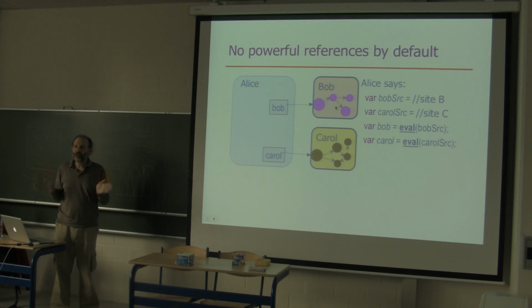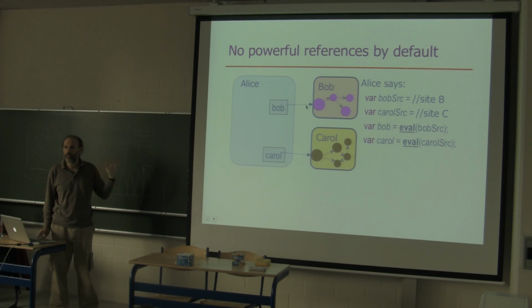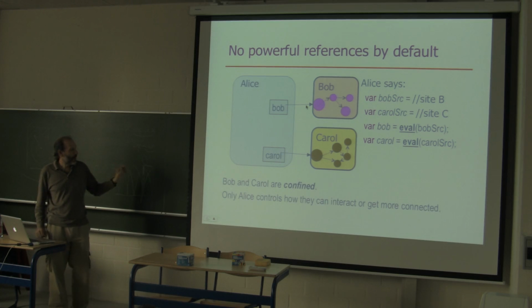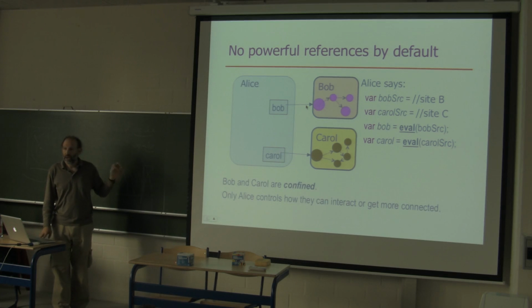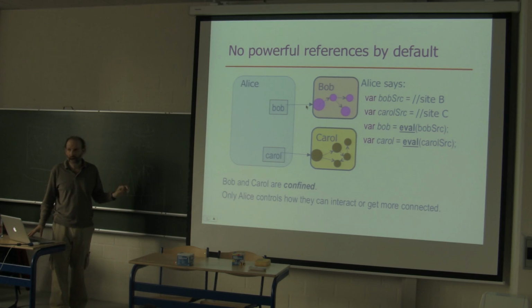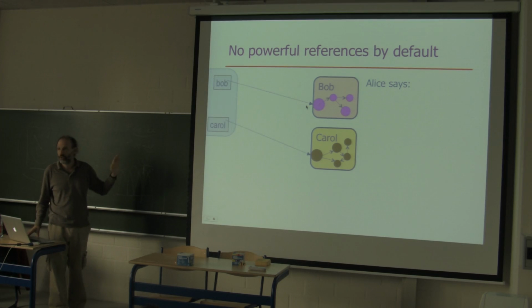Bob can cause zero effects on the world outside of himself at this moment. And likewise for Carol. In fact, the only connectivity that Bob has to the rest of the graph is that Carol points at him. He doesn't have any pointers outward. So at this moment, Bob and Carol are confined, and Alice is in complete control over how they might interact or get further connected. What can Alice do from this powerful position? Let's move Alice to the side so we have room to see.